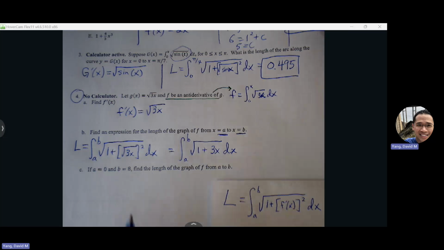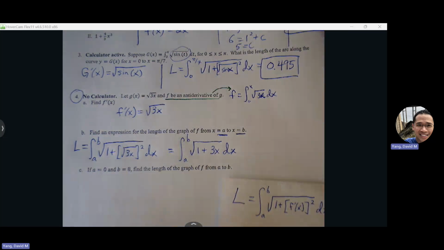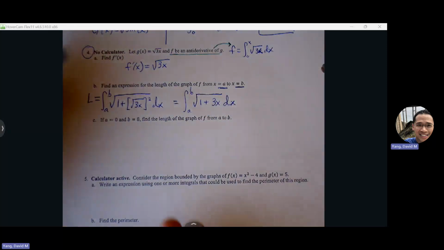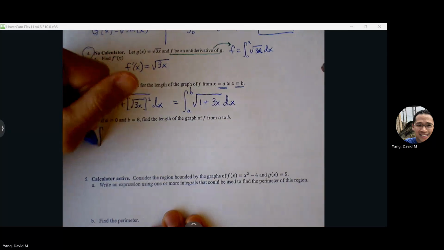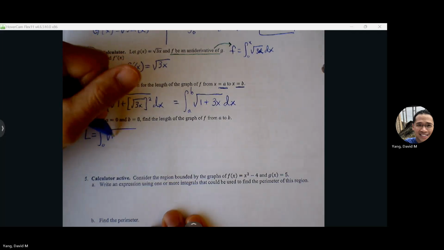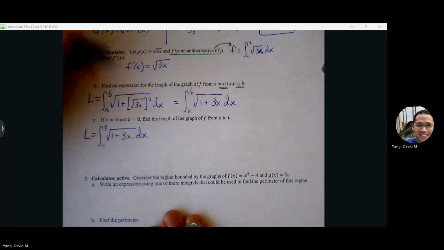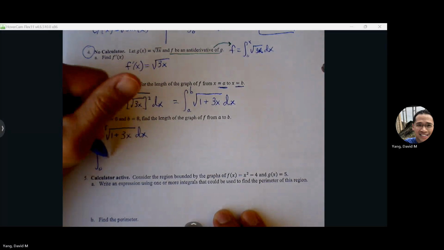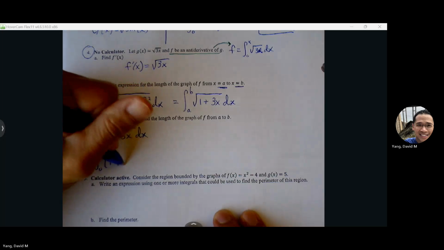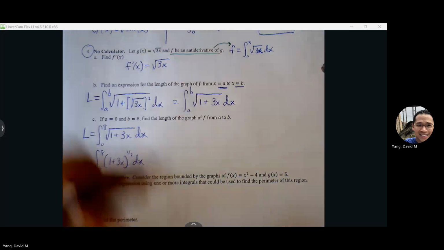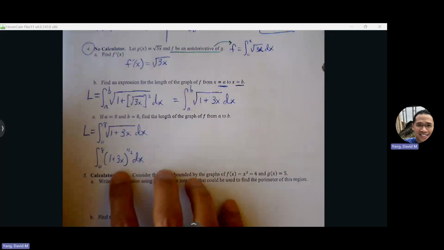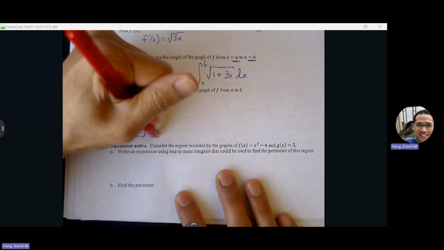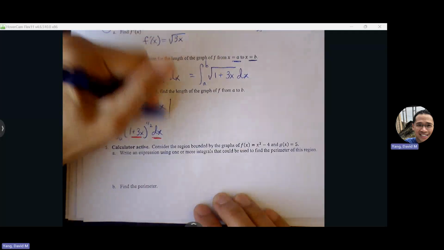If A is 0 and B is 8, find the arc length of f from A to B. So I think this is easy enough where we can work it out by hand. Use substitution, should be able to get us there. Okay, so what's our u value here? It's 1 plus 3x. Yeah, it should end up being a pretty clean u substitution problem.